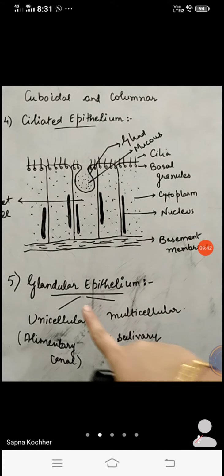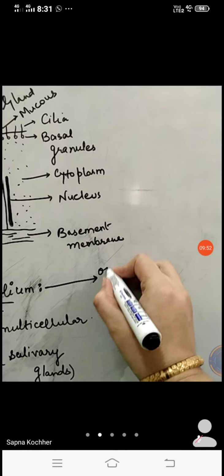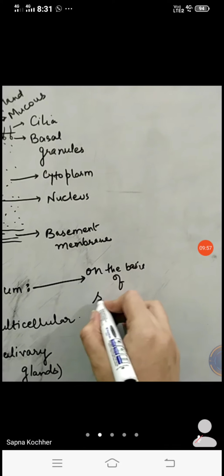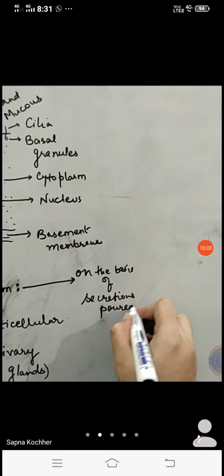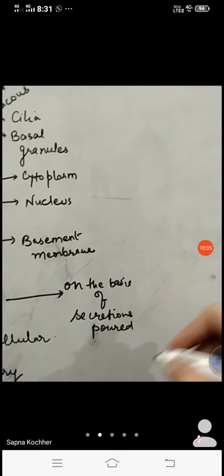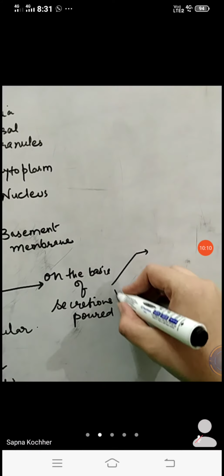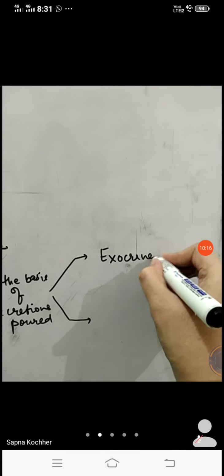Okay, there was also one more categorization of the glandular epithelium on the basis of the secretions, that is, on another criterion. On the basis of secretions, these can be poured either directly into the target site or sent indirectly to the target site. So depending upon that, these can be further categorized into two types, that are the exocrine glands or endocrine glands.